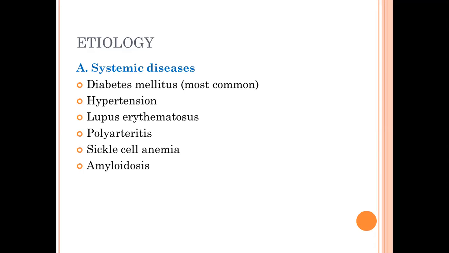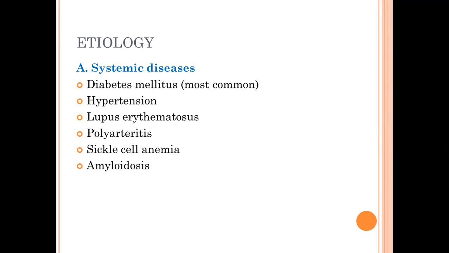Next is lupus erythematosus, which is considered one of the autoimmune diseases. Autoimmune means the immune system attacks its own healthy tissues. Those conditions we call lupus erythematosus. Next is polyarteritis, a very rare condition of the blood vessels. In this condition, the blood vessels become inflamed, leading to damage of the nearby organs. Next is sickle cell anemia.